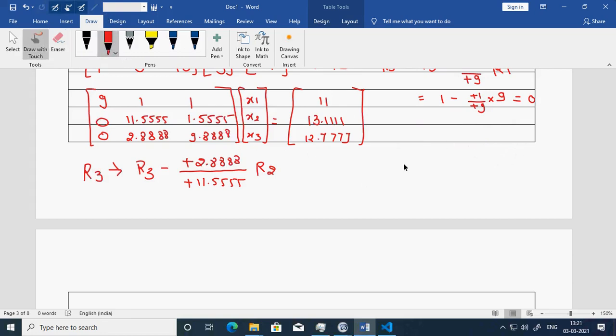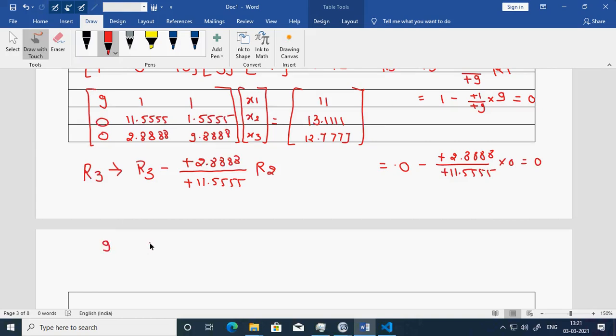Okay, so the first term is 0. R3: for this I write equal to, first term is 0, R3 0. Minus plus 2.888 times, plus 11.555, and this element R2 is also 0, so no change. Here it is not going to happen any kind of change.